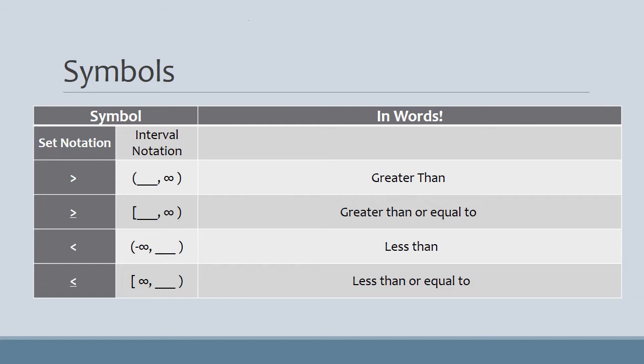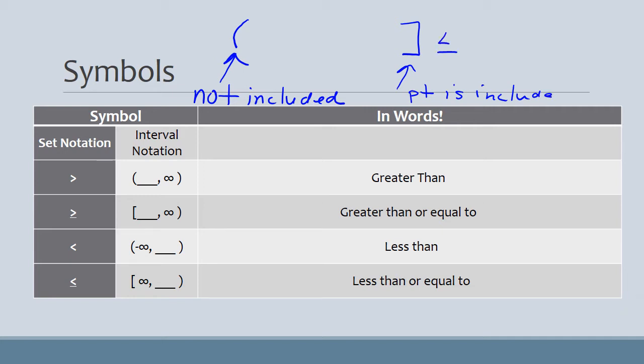In interval notation, if I have a parenthesis, this means a point is not included. Okay. If I have a brace or a bracket, it means that a point is included in the solution. So this is like the less than or equal to. This is like the greater than. Also in interval notation, I'm going to list from smallest to largest. Okay. Negative infinity always being the smallest and positive infinity being the largest.